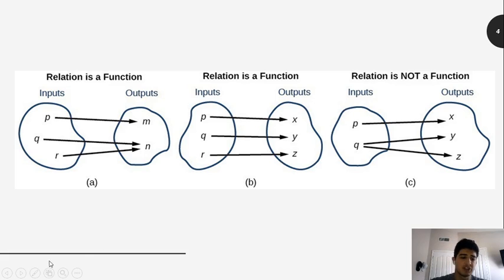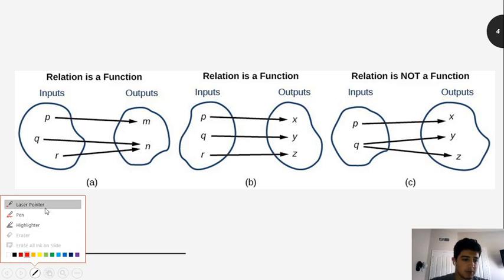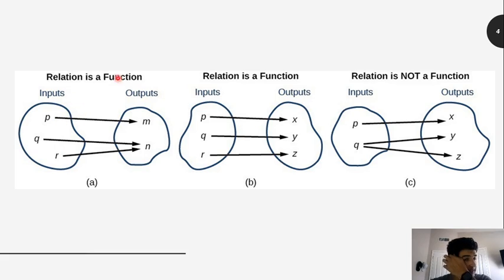So here are some examples. Let me go ahead and use a laser pointer so you can follow me. This is example A. This is considered a function because the inputs, otherwise known as x, have the outputs right here. If you follow my cursor, P has M, so that x only has one y. Here's the instance I told you about: Q has N, that's one, and then R has one. So you can see this right here has many y's.